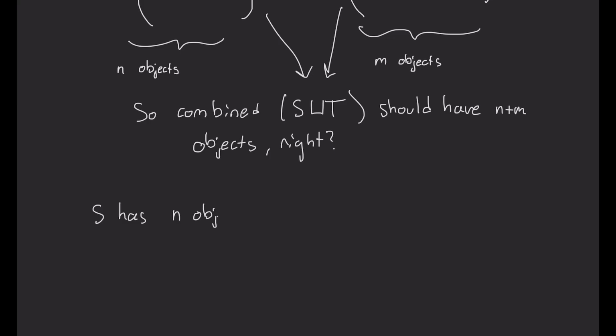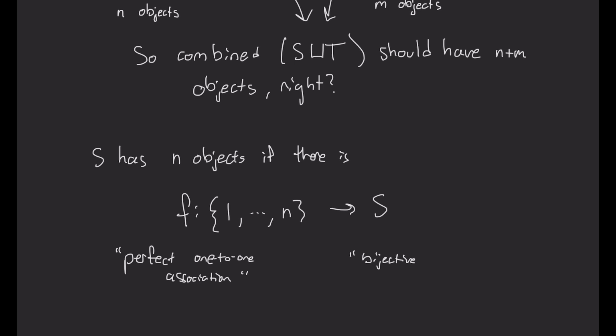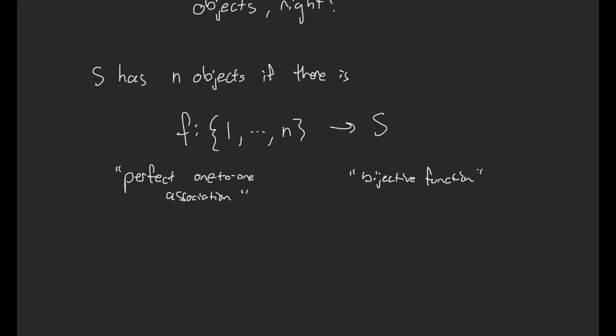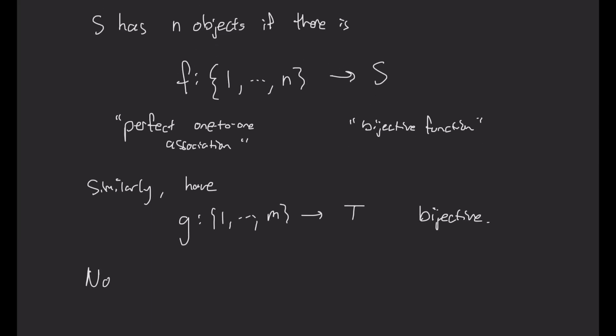So I know that a set S has n objects if there's a perfect one-to-one association or correspondence between the numbers 1 to n and the elements of S. So we write this as a function, f from 1 to n to S, which is a bijection. Similarly, T has m objects if there's some bijection g from 1 to m to the elements of T. Our goal then is to find a bijection h from the numbers 1 to n plus m to the set S union T.